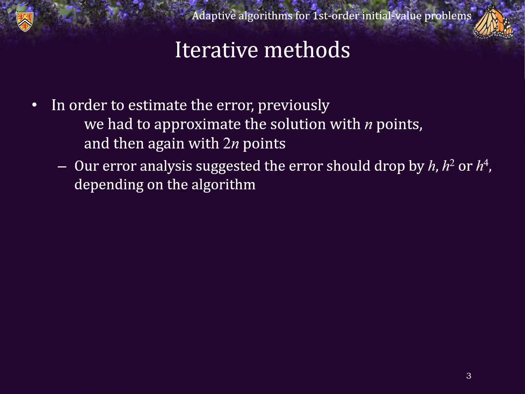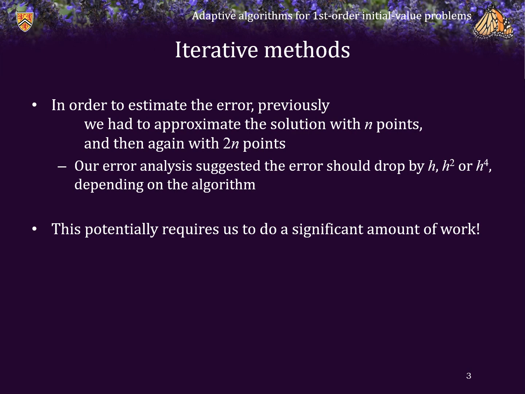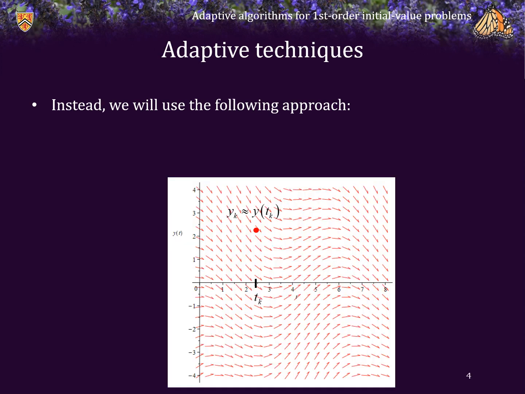Now, our error analysis of the original algorithms suggested that the error should drop off according to order h squared, order h to the fourth, depending on the algorithm. However, in all cases, this required us to do a lot of work and a lot of recalculation. So this is an approach we'd rather not take. All right, so we're going to use the following approach instead.